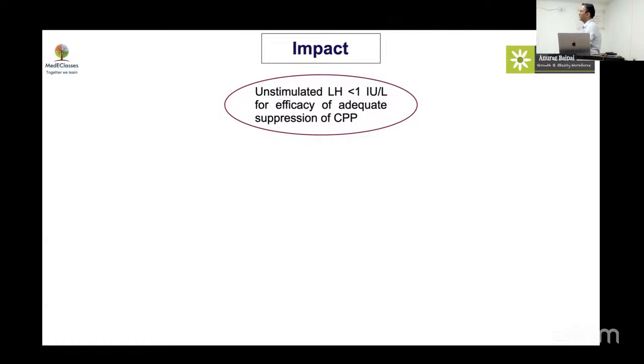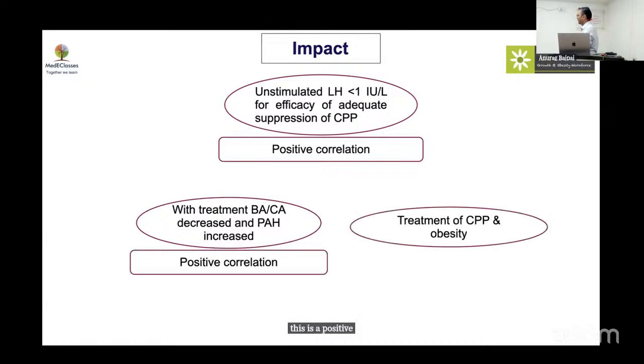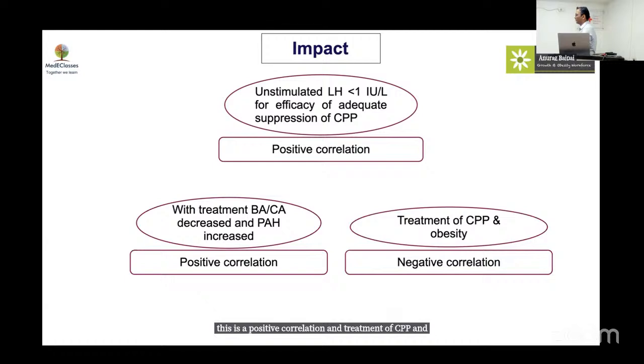Unstimulated LH can be used as a surrogate marker of suppression of central precocious puberty along with clinical parameters. That is the positive correlation. With treatment, the bone age to chronological age ratio decreases and the predicted adult height improved. This is a positive correlation. And treatment of CPP and obesity, this was a negative correlation.